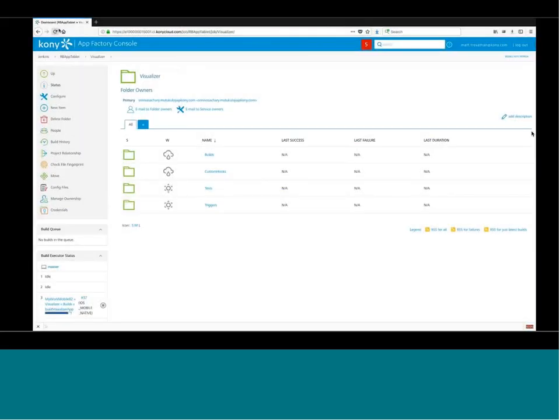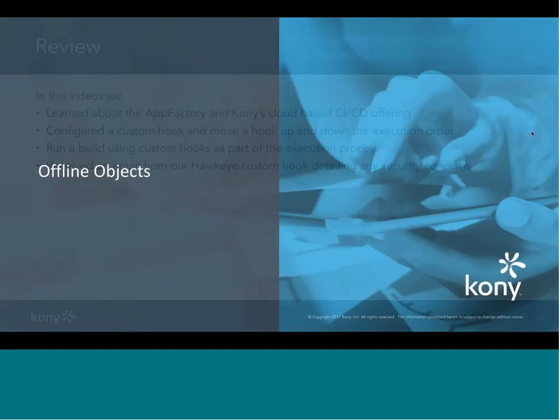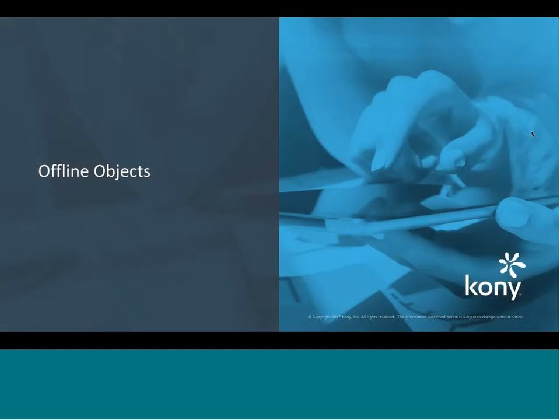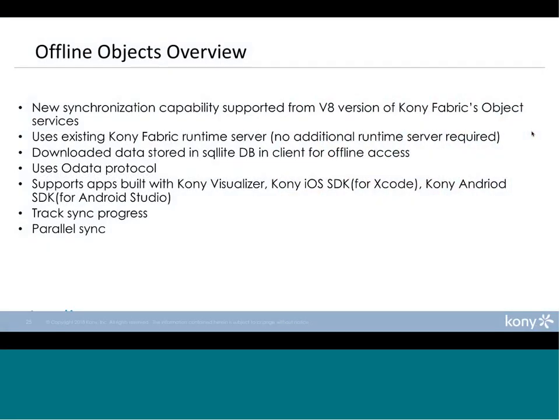Let's quickly move on to the next section, which is offline objects. Offline objects, for those of you that are not familiar, is a new synchronization capability that we added to the V8 version of the Kony Fabric object services. It uses the existing Kony Fabric runtime server and doesn't need any additional runtime servers. It downloads the data into SQLite for offline access.